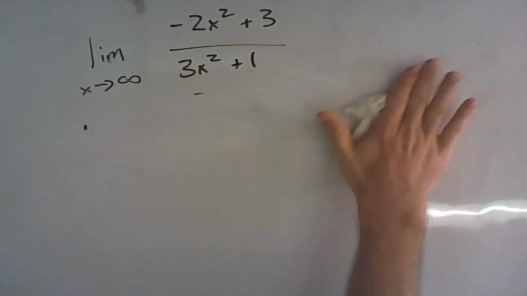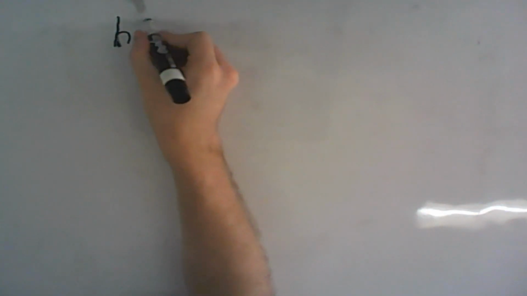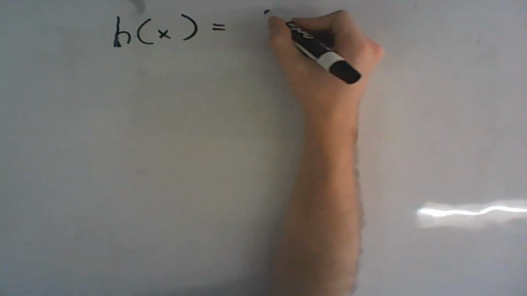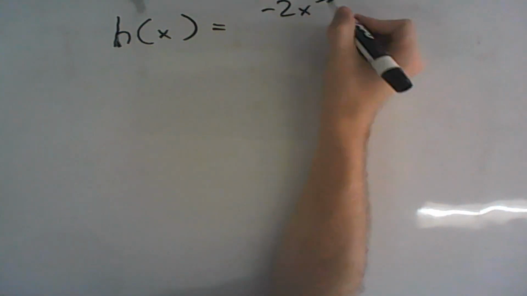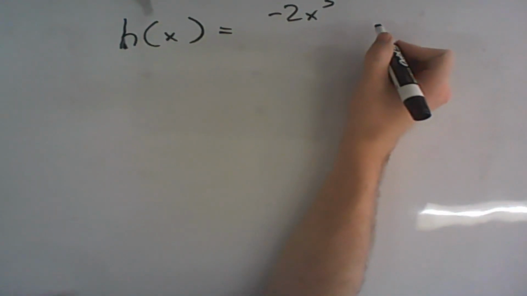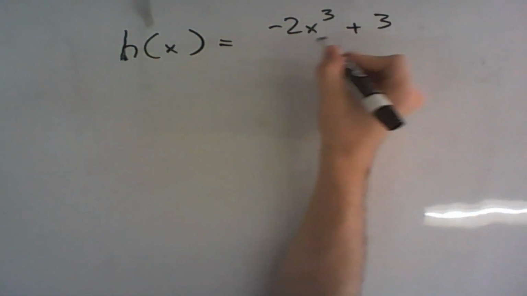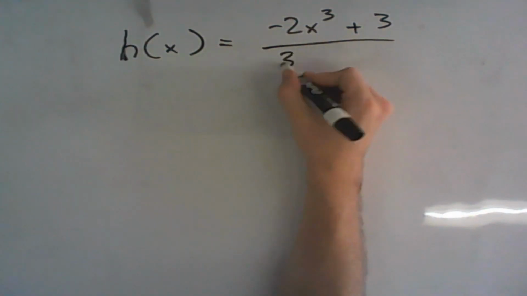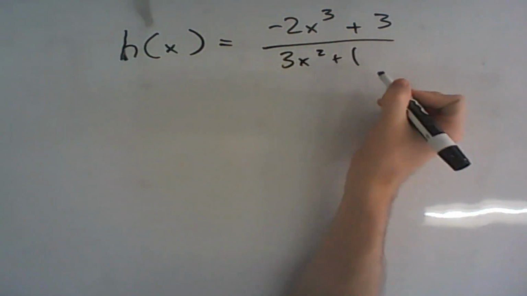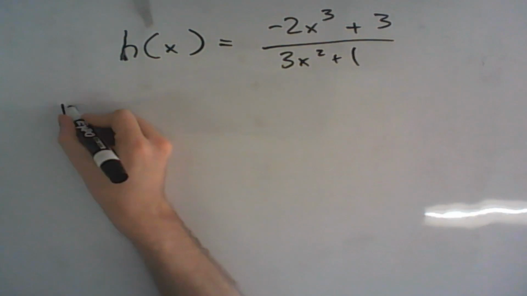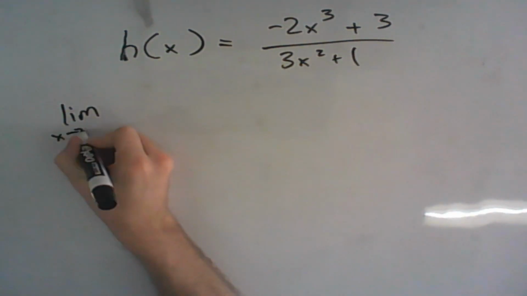But we need to test this out. Of course, we're going to test it out first by doing a problem that's nothing like it. So we have an h of x. And our h of x is equal to negative 2x cubed plus 3 over 3x squared plus 1. So again, we're taking the limit as x approaches infinity.